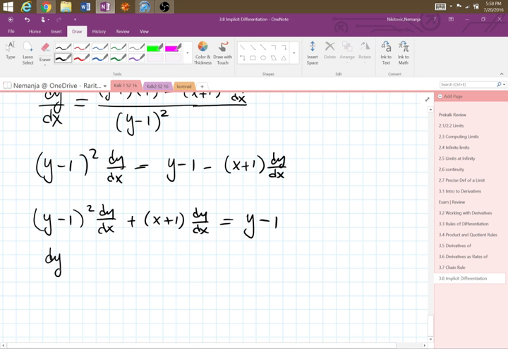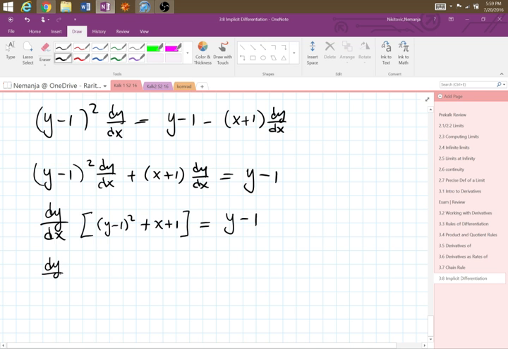Factor out dy dx and get the y minus 1 squared plus x plus 1 equal to y minus 1, and just divide. And we're done.